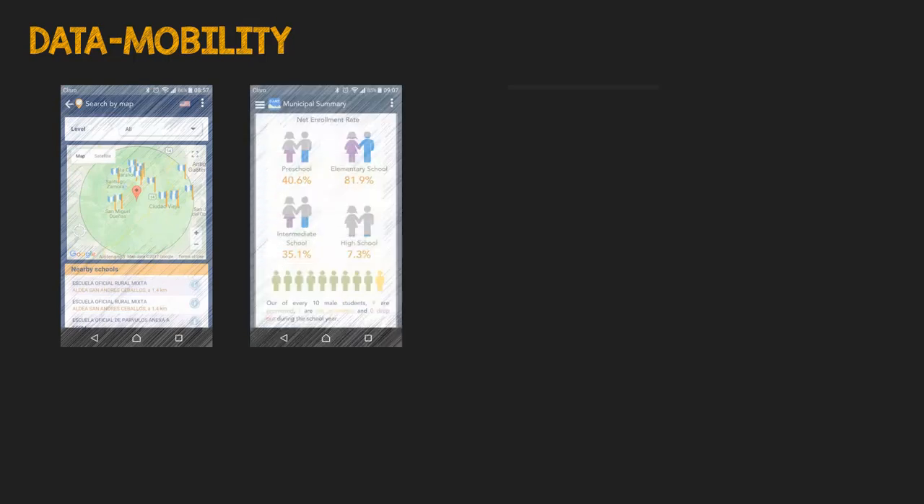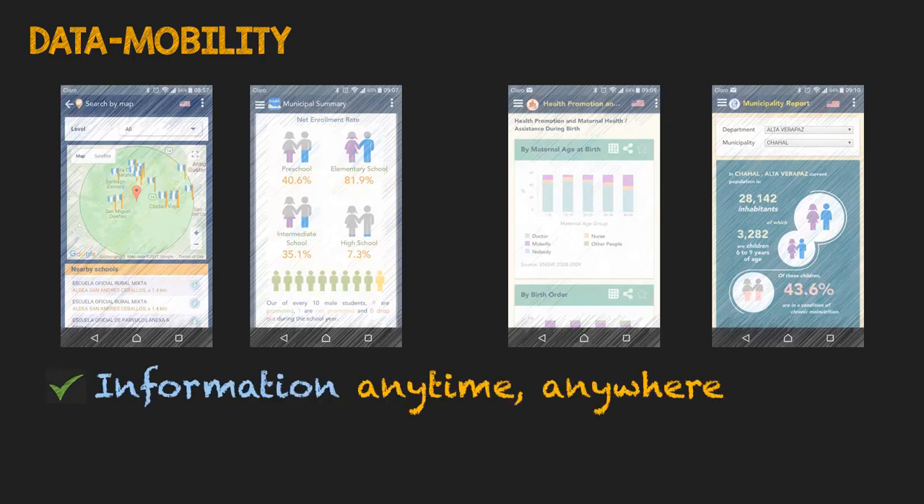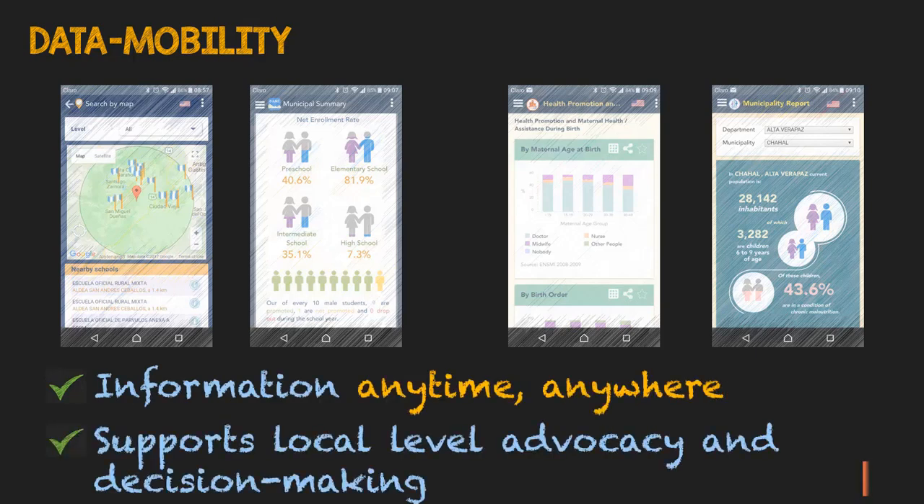Data mobility focuses on allowing the users to carry the information with them wherever they go. So these are information tools that seek to allow anytime, anywhere access to the information. They support local level advocacy and decision making, basically because you have the information in your pocket, in your mobile device, when you're visiting, for instance, a school to do supervision or follow up on what's happening at the local level. We have developed 4 different apps at this time. We have 2 that are focused on education and 2 that are focused on health.